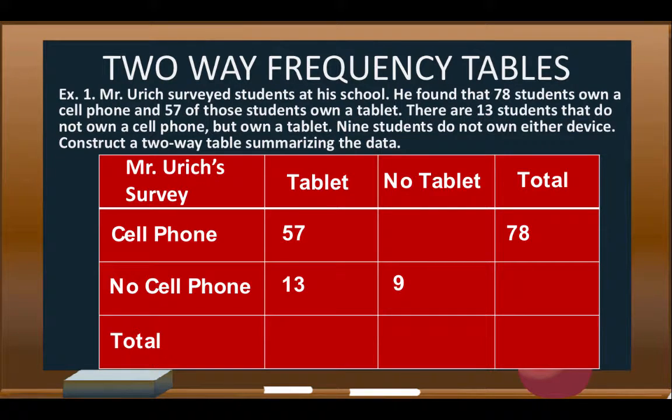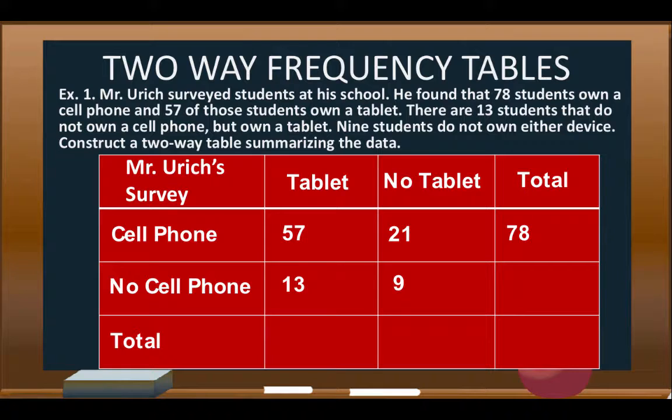So that's all the information we were given, but from this, we can now figure out the numbers that go in the rest of these boxes. So starting at the top, we know the total number of students who have a cell phone, which is 78. So if we take away those students that have a tablet, we're going to be left with the number of students who do not have a tablet. So if you take 78 minus 57, that's going to give you 21, and that goes where cell phone and no tablet overlap.